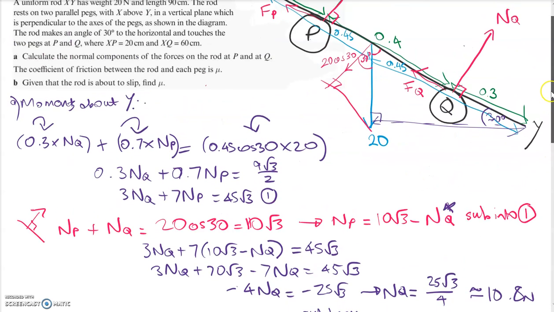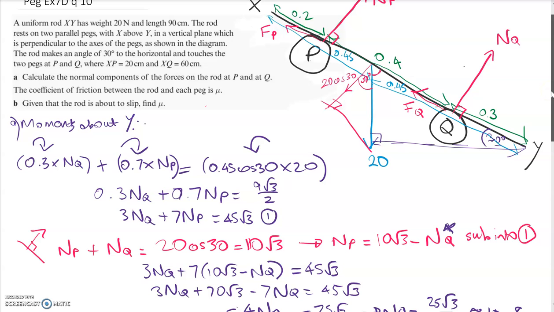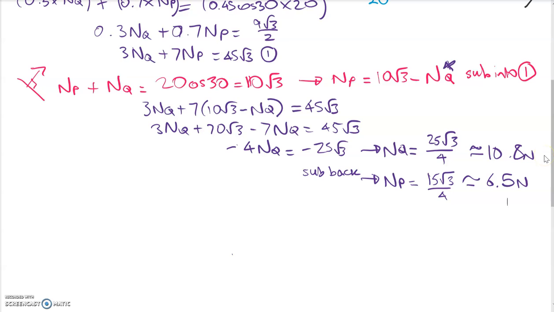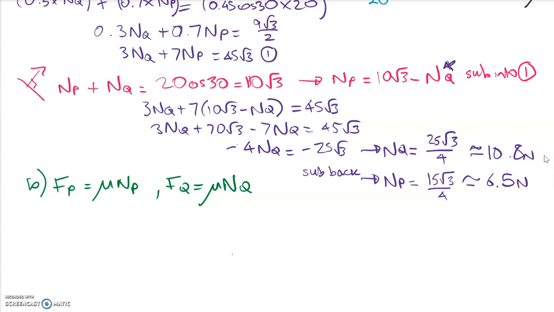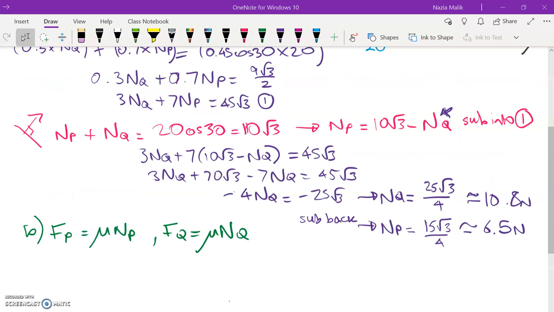Now, part B says the coefficient of friction between the rod and each peg is mu. It's about to slip. So the fact that it's about to slip means that I'm going to have FP equals mu NP, and also FQ equals mu NQ. So let's resolve parallel to the rod this time.